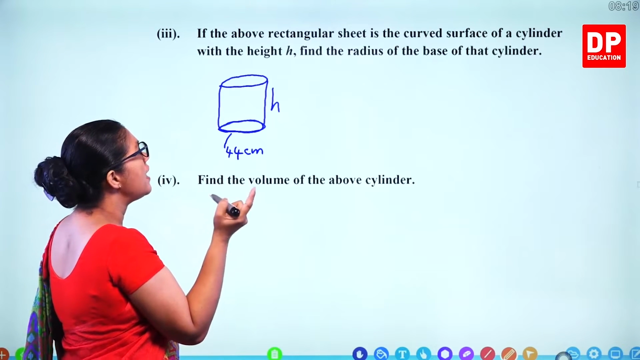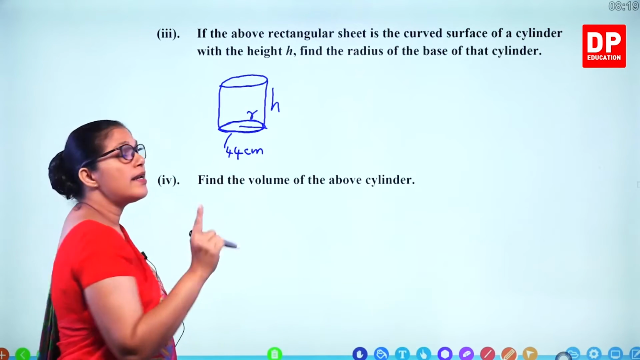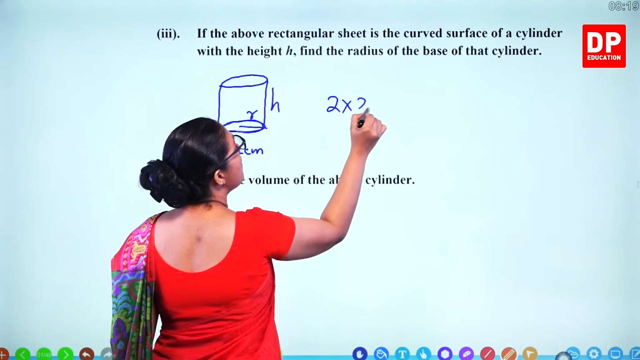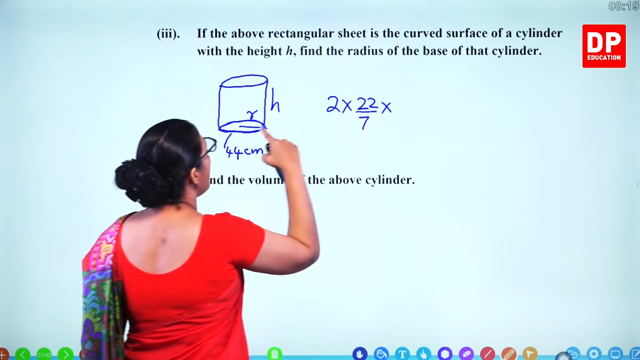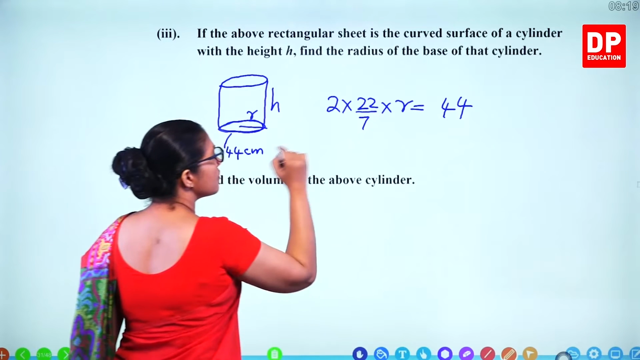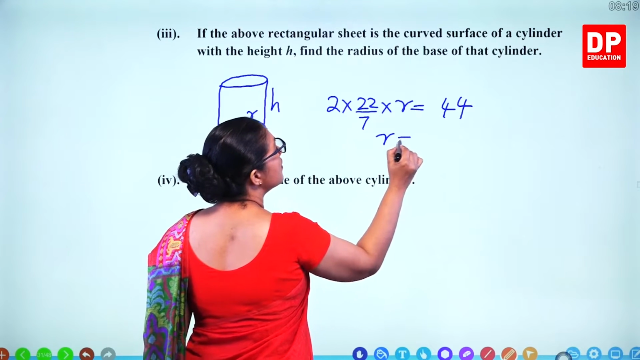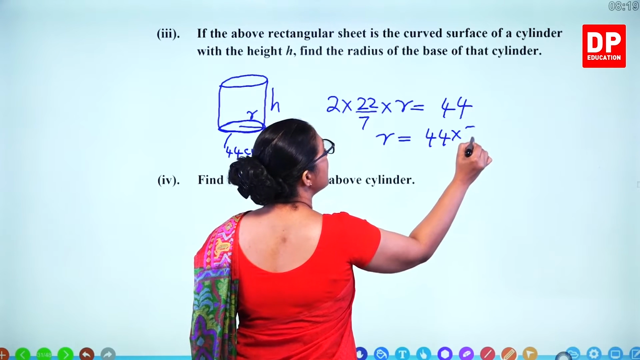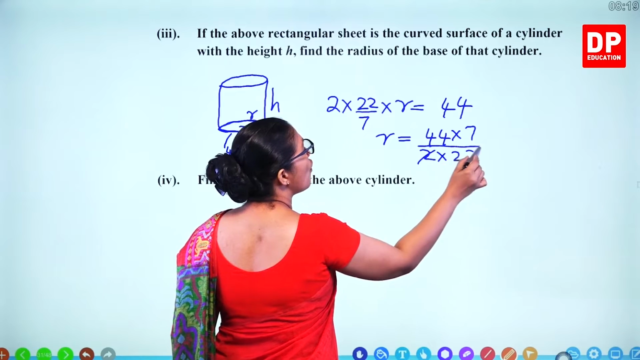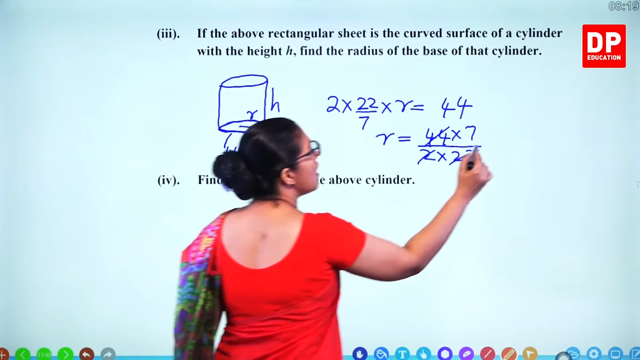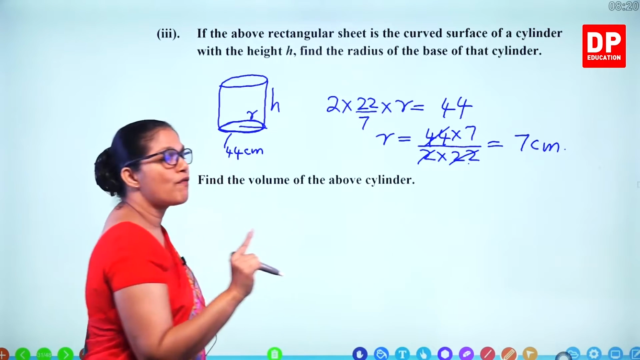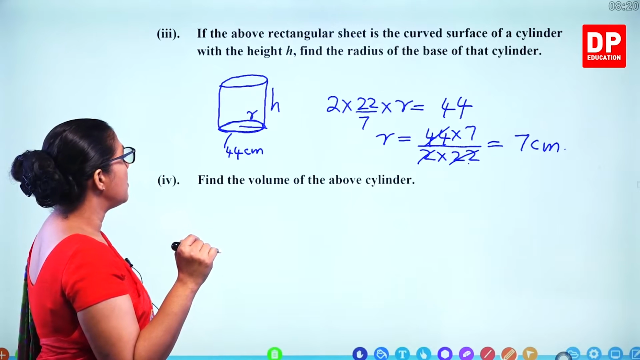So, how do you find out the radius? If r is the radius, you can find out easily using 2 pi r. 2 pi, pi is 22 over 7 and r is equal to 44. So, what is r? 44 multiplied by 7 and divide by 2 and 22. So, 2 and 22, 44, get cancelled out. R becomes 7 centimeters. So, the radius of the cylinder is 7 centimeters.